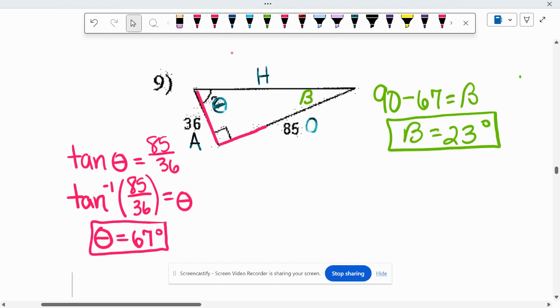Okay, so all we need to do is find one more side. So I know this is going to freak you out, but why don't we just use the Pythagorean theorem? Or do you want to use a trig function? It makes no difference.